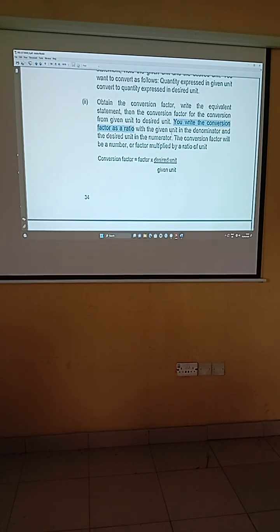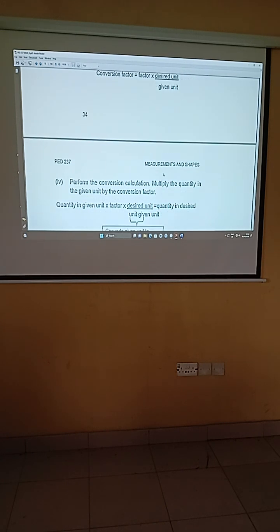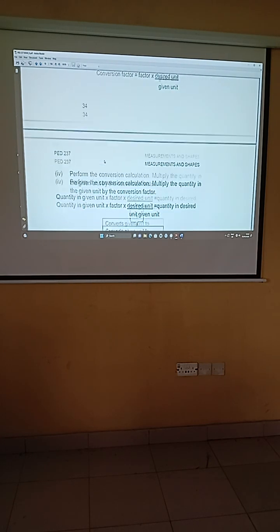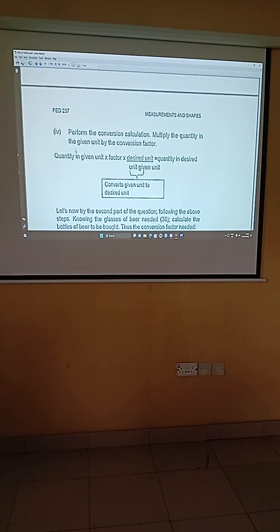You write the conversion factor as a ratio with the given units in the denominator and the desired unit in the numerator. So the given unit should be at the denominator, as it is stated. The conversion factor is equal to the desired unit over the given unit: desired unit at the numerator, which is on top, while the given unit is at the denominator, which is at the bottom. Alright? As stated. Then this should be number 3, we wrote 4, so that's a rough error.